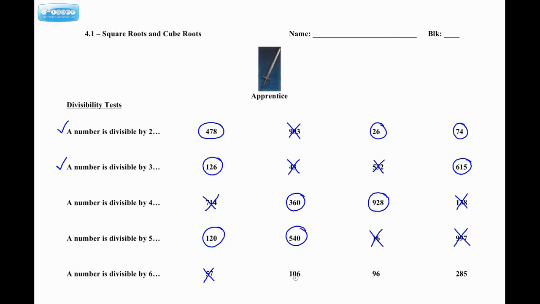106: well, that's even, so that's divisible by 2, but we need to check if it's divisible by 3. We do that by adding everything together. 1 plus 0 plus 6 is 7. 3 does not divide 7, so 6 does not divide 106. 96: well, this is even, so that's divisible by 2. 9 plus 6 is 15. 15 is divisible by 3. So this number is divisible by 6.